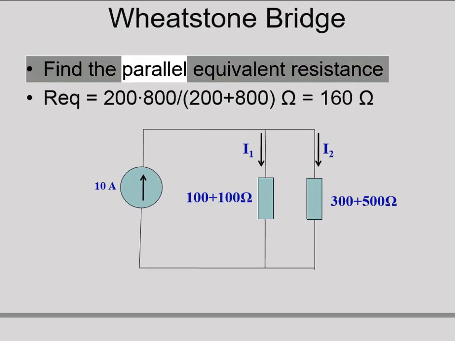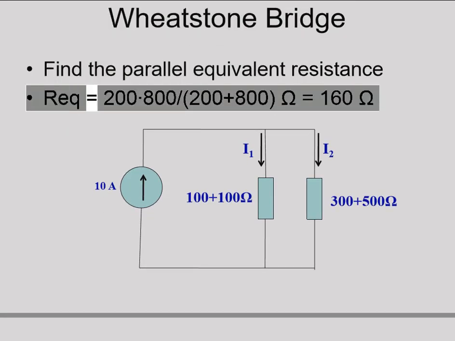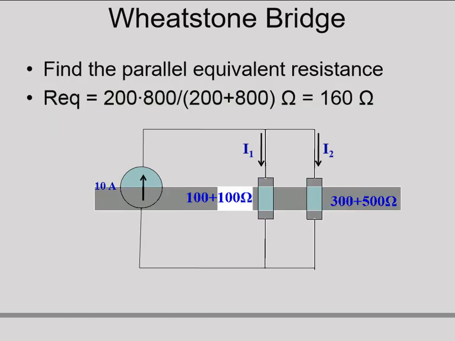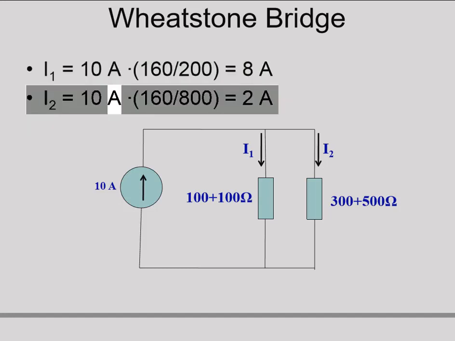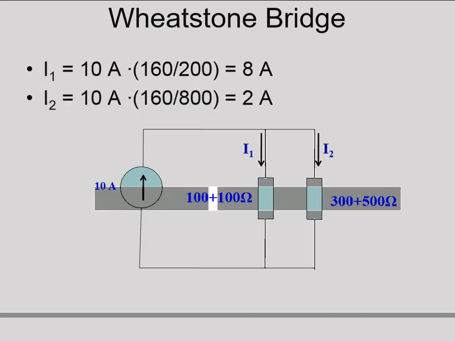Wheatstone bridge. Find the parallel equivalent resistance: Req equals 200 times 800 over 200 plus 800, which equals 160 Ω. Then I1 equals 10 A times 160/200, which equals 8 A. I2 equals 10 A times 160/800, which equals 2 A.